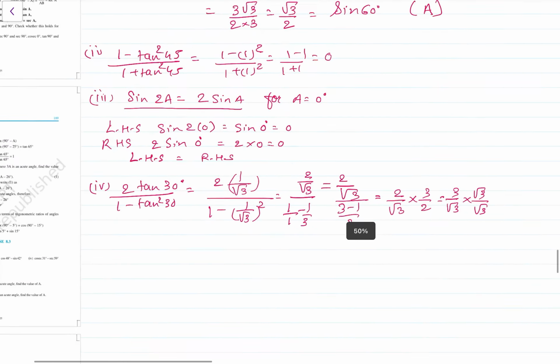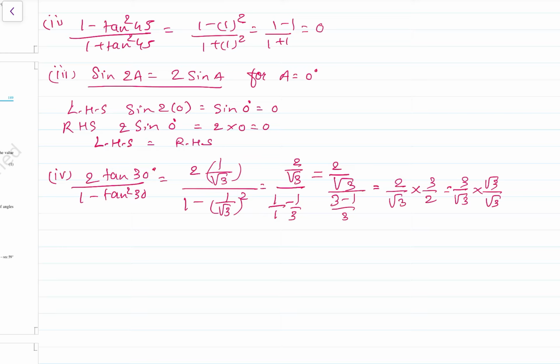So we get 3 root 3 upon 3, which is root 3. Now which value of tan theta is root 3, that is 60 degrees. So answer C is the correct option.